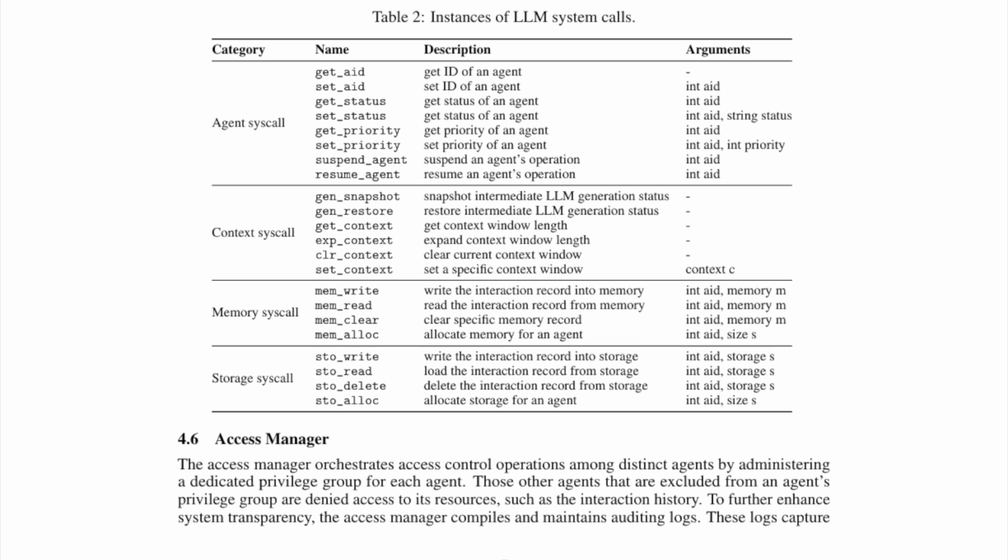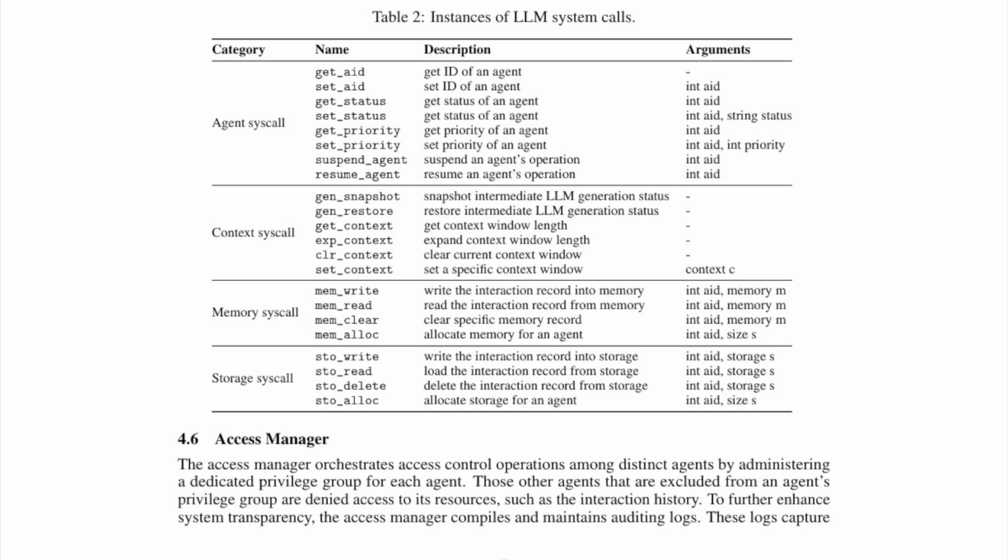Category: storage syscall. Name: stow delete. Delete the interaction record from storage. Arguments included int aid, storage s. Category: storage syscall. Name: sto alloc. Description: allocate storage for an agent. Arguments included int aid, size s.